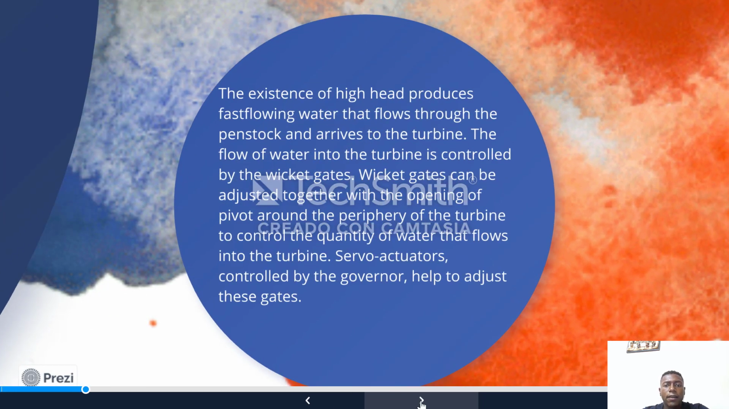The existence of high height produces fast flowing water that flows through the penstock and arrives at the turbine. The flow of water into the turbine is controlled by the wicket gate. Wicket gates can be adjusted together with the opening of pivots around the periphery of the turbine to control the quantity of water that flows into the turbine. Servo actuators controlled by a governor adjust this gate.